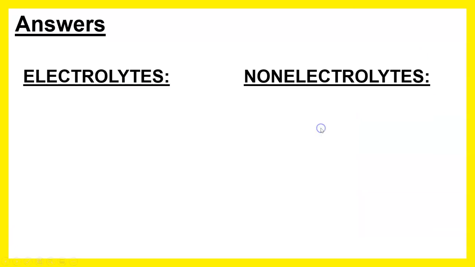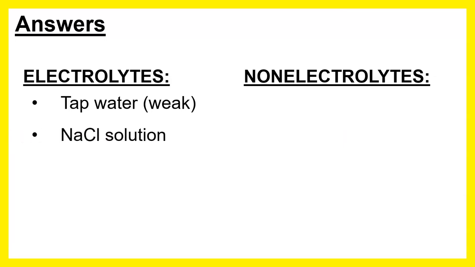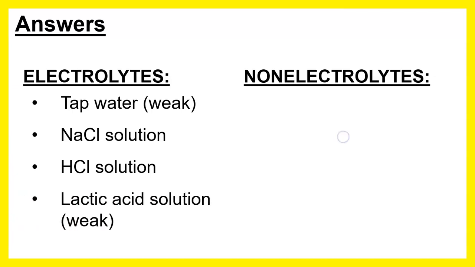All right, let's look at the answers. Are electrolytes tap water? It's not strong, but it is because it has a little bit of ions and things in it from the tap, right? It's not pure water. Salt breaks apart into ions. Hydrochloric acid is a strong acid. It's going to dissociate. Lactic acid will dissociate, but not very much. It's a weak acid.